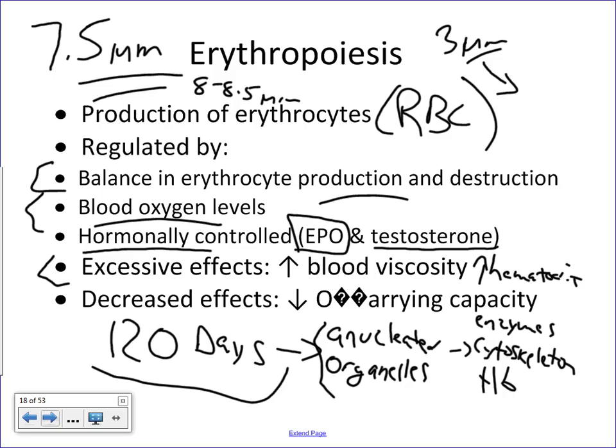Decreased production means not enough cells. And I don't know why this didn't transfer into this program, it should say O2. But decreased production of erythrocytes is going to cause a drop in our blood oxygen carrying capacity. And then that means we won't be able to deliver oxygen properly and effectively to our tissues that need oxygen.